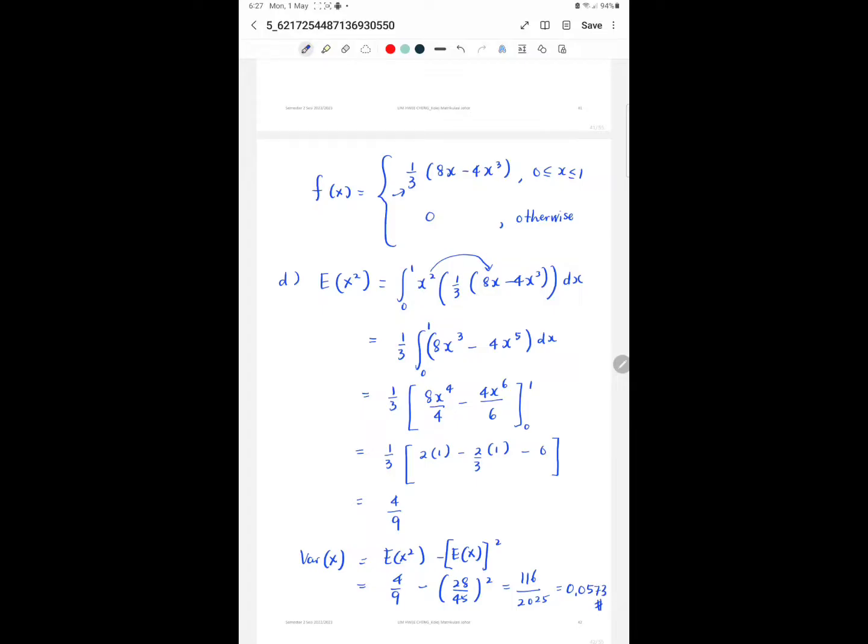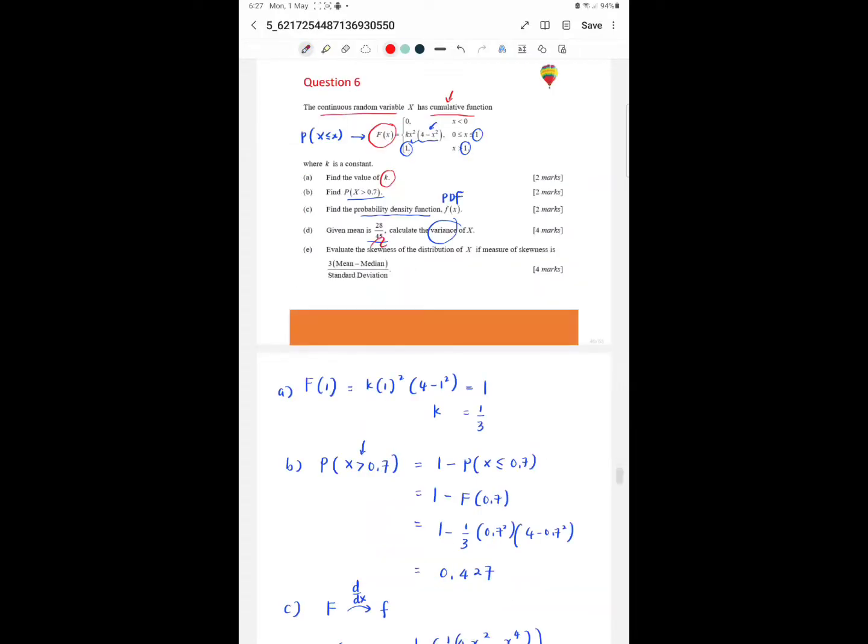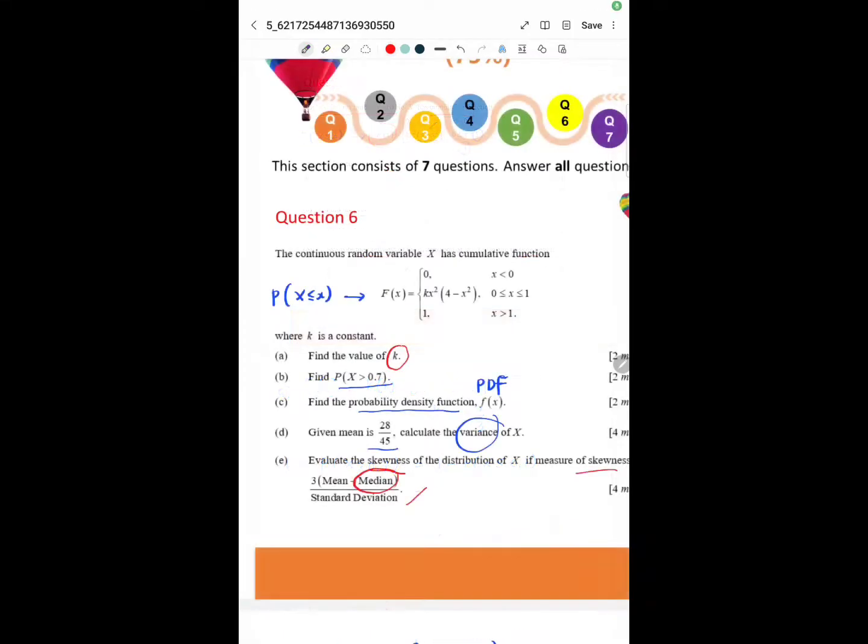0.0573. Right. Now, the last question, evaluate the skewness of the distribution. Skewness is given with this formula. So we need to find the median, since we don't have the median yet. To find the median, if we are given the cumulative function, capital F(x), we're going to straight away substitute m into x in the cumulative function. We do not integrate, okay? We don't have to integrate, right?